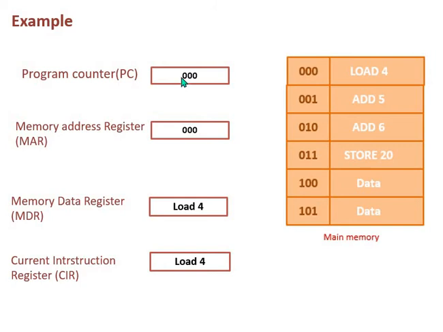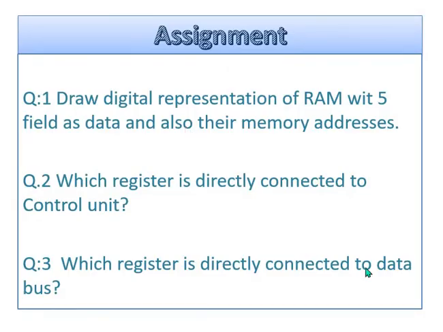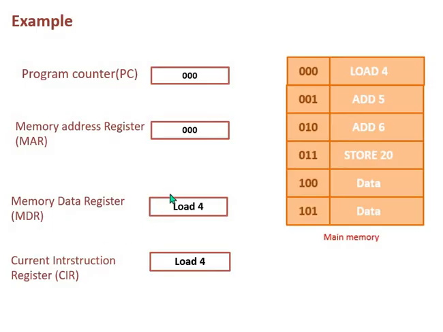Now this address will be transferred to the memory address register here. So it will be copied. This address will be copied from the program counter to the memory address register. Now the memory address register, with the help of the address bus, will move to address 000 and pick this instruction.